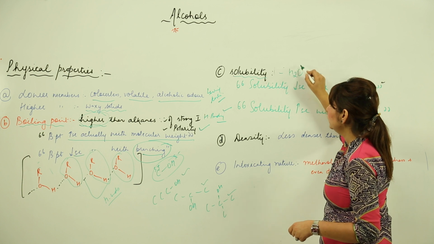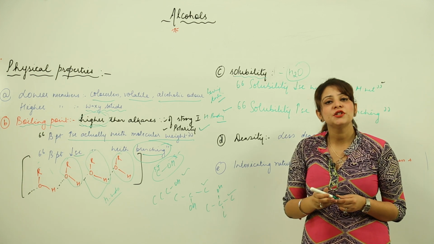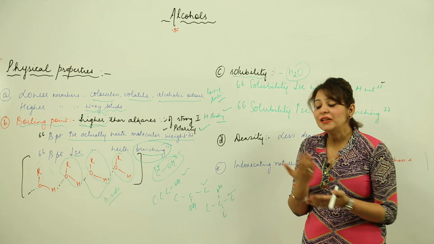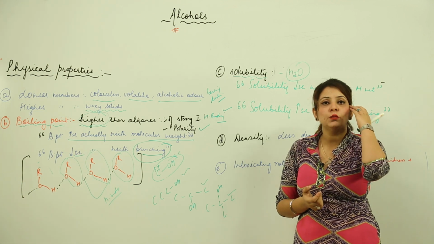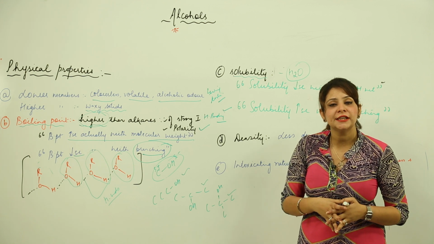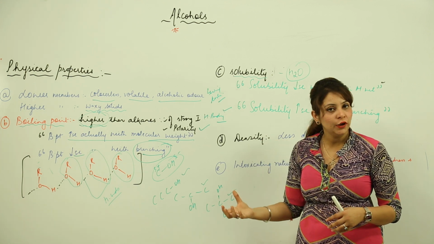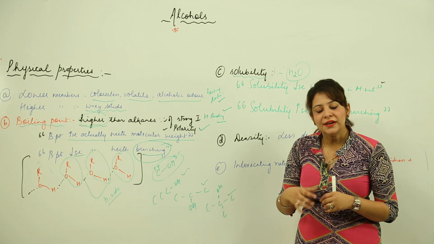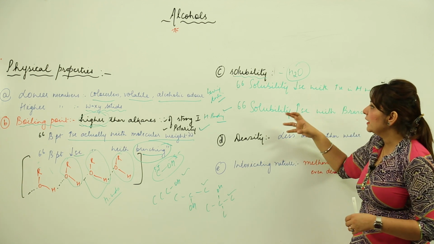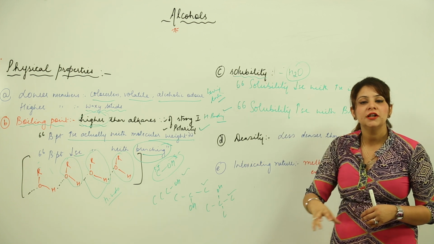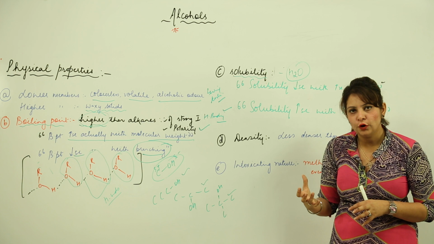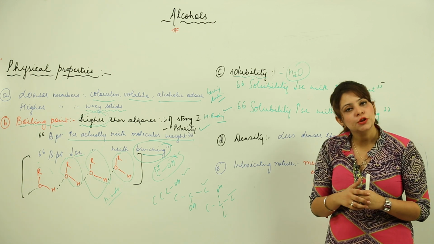Solubility, particularly in water. Generally we see that lower alcohols are soluble in water, and you know that the criterion for solubility in water is whether a substance can form hydrogen bonding with the water or not. This is only the basic criterion. What we have seen is that when we add the lower alcohols to water, they are able to form hydrogen bonds, and that is why they are soluble.